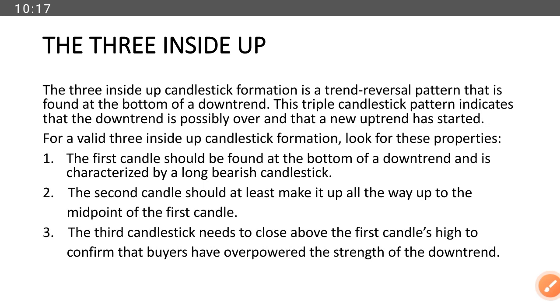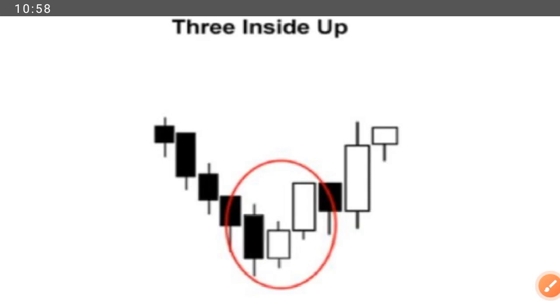Number one, the first candle should be found at the bottom of a downtrend and is characterized by a long bearish candlestick. The second candle should at least make it all the way up to the midpoint of the first candle. Then the third candlestick needs to close above the first candle's high to confirm that the buyers have overpowered the strength of the downtrend. See what I was talking about?